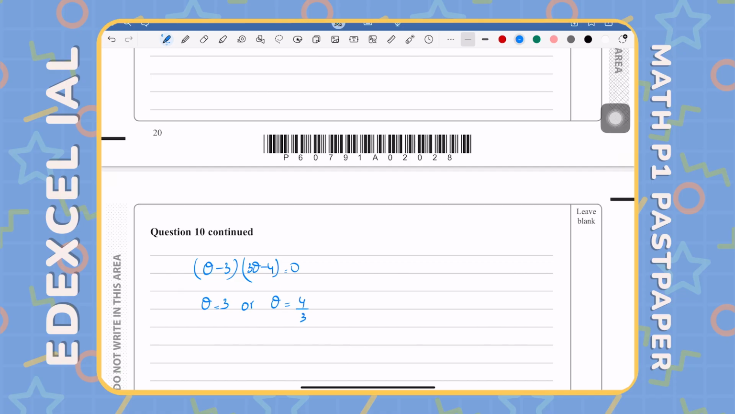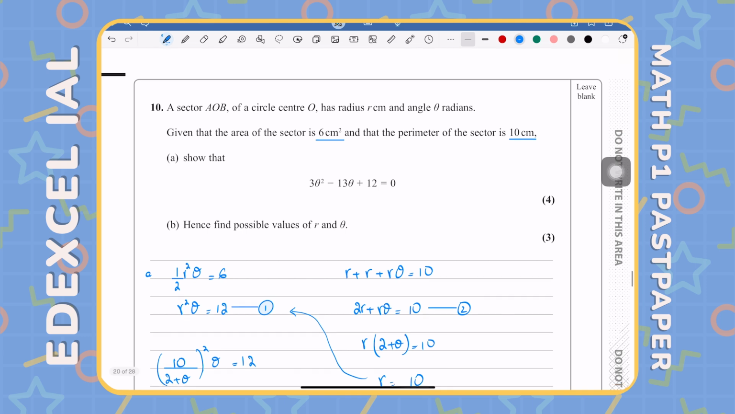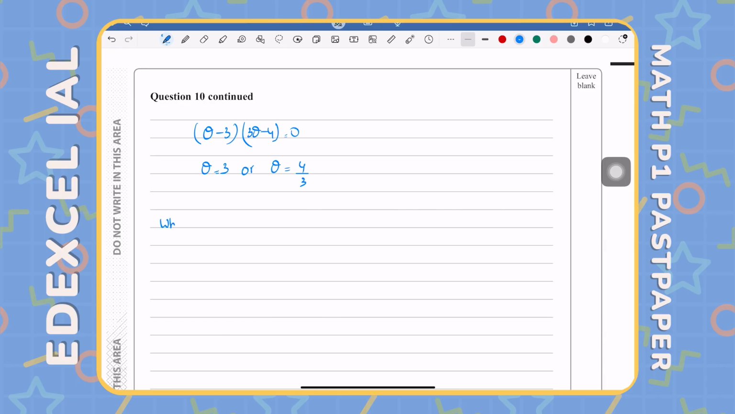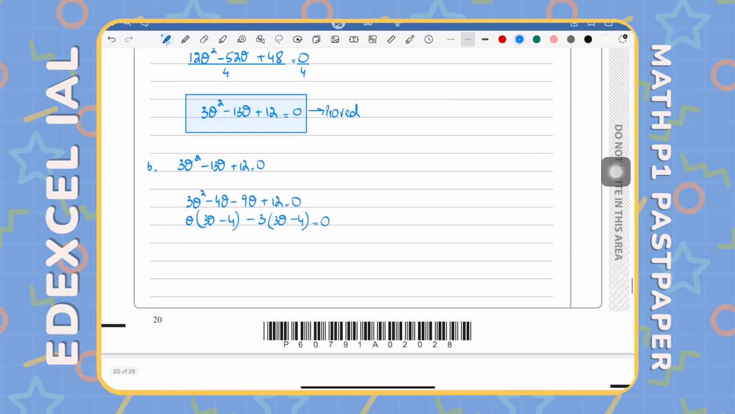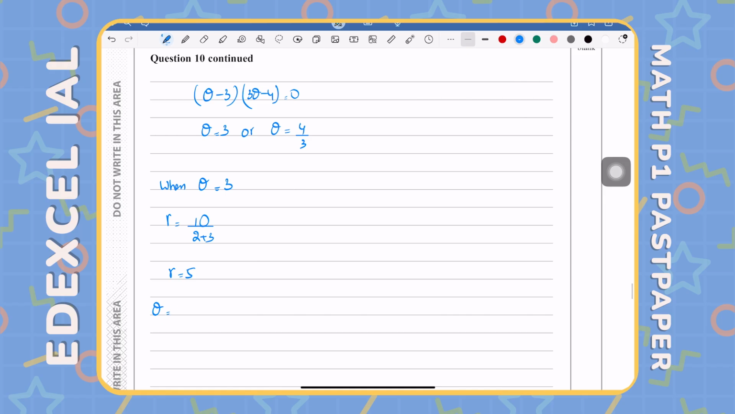Now let's refer to the question and see what it says: find the possible values of r and theta. There is nothing in the question which suggests that we're only supposed to take one value of theta, so I think we should take both values. Let's find out the corresponding values of r. When theta is equal to 3, remember r was equal to 10 over 2 plus theta. So 2 plus 3, that means r is equal to 5. Let's write this nicely: theta is equal to 3, r is equal to 5.